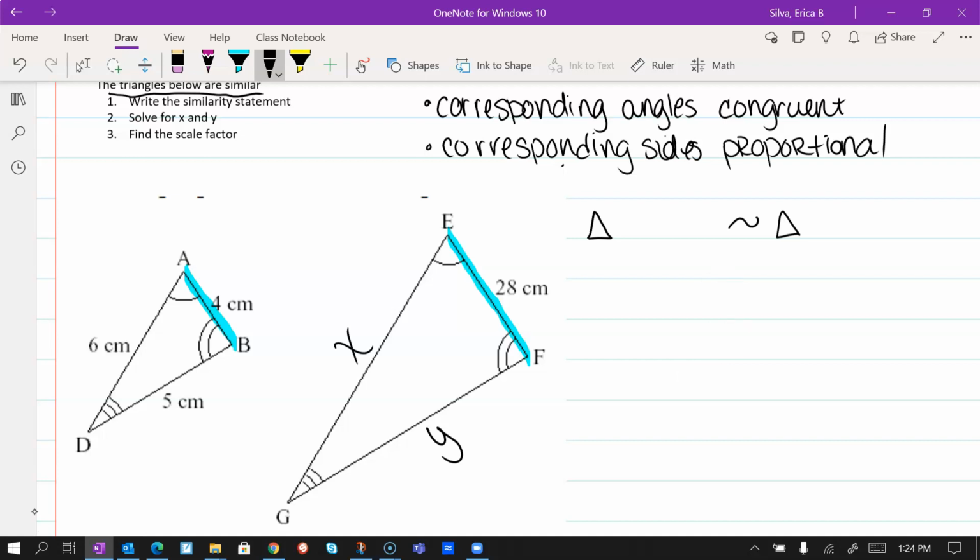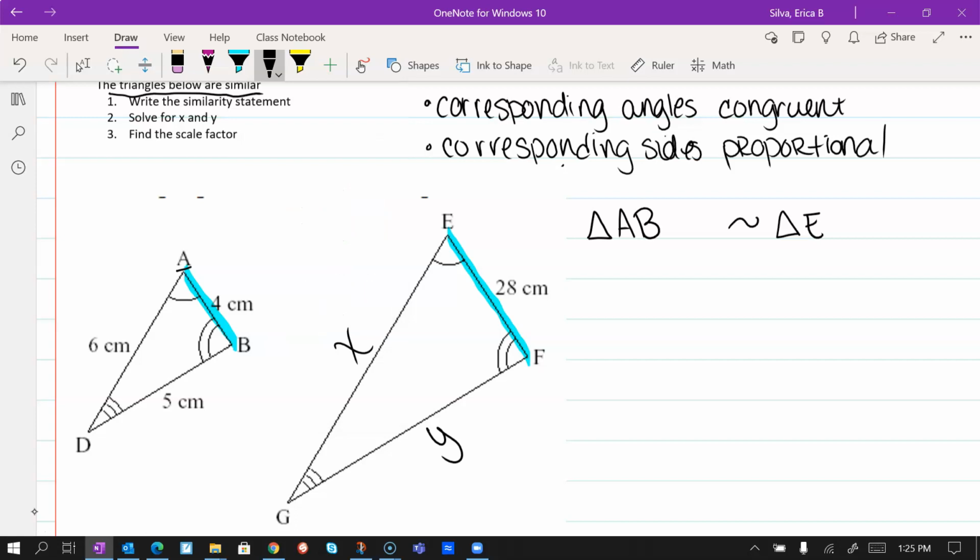So let's start with angle A. And angle A corresponds to an angle? Angle E. And we know that because they both have how many arcs? 1. And then next we've got angle B.